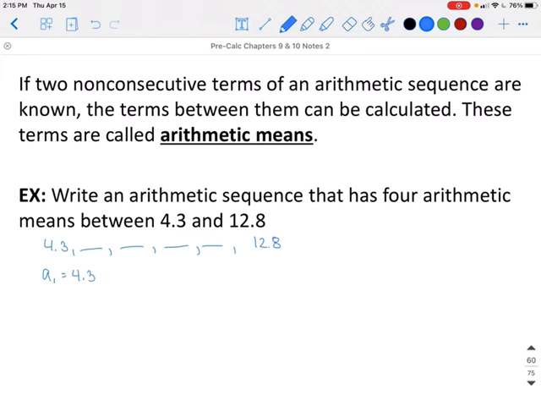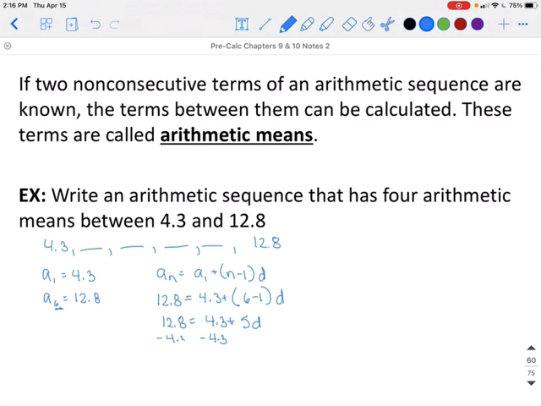We know that our first term is 4.3, and because there are 4 blanks, we know our 6th term is 12.8. Now we're still going to start with that explicit formula: a sub 1 plus n minus 1 times the common difference. Our a sub n would be 12.8, our a sub 1 is 4.3, and our n value is 6, the 6th term. So 12.8 is equal to 4.3 plus 6 minus 1, which gives us 5d.